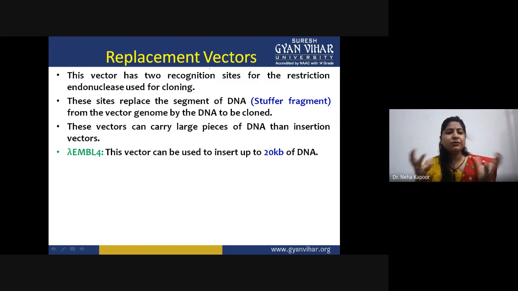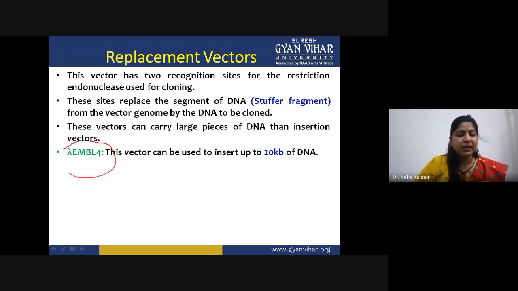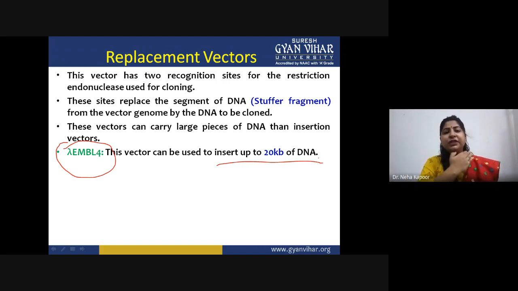Because of this strategy, this vector can accommodate larger pieces of DNA as compared to the insertion vector. This is more useful in genetic engineering experiments, and the example is lambda EMBL4. It can accommodate up to 20 kilo base pair of DNA because we are completely removing the region.